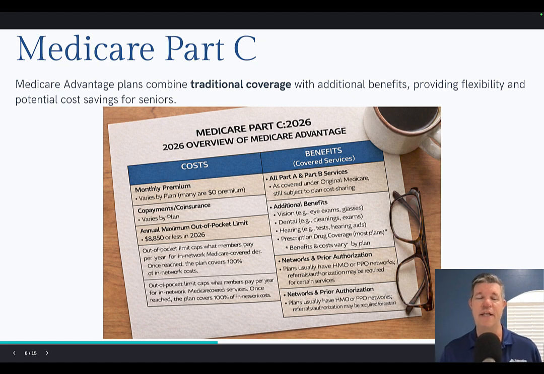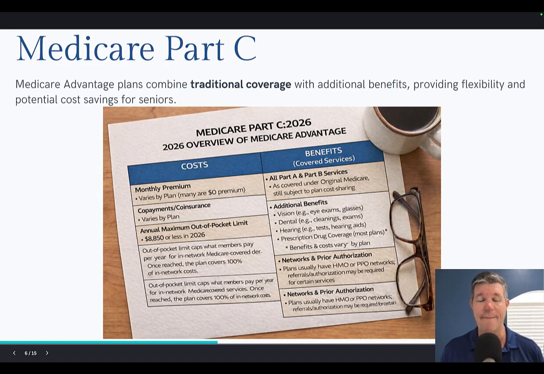Now in 2026, the national maximum out-of-pocket limit set by Medicare is $8,850. Most plans are going to come in under that. In our area here in Central Texas, the HMOs are usually going to be around $3,000 or $4,000 of out-of-pocket maximum. PPOs around $6,000 or $7,000 out-of-pocket maximum.